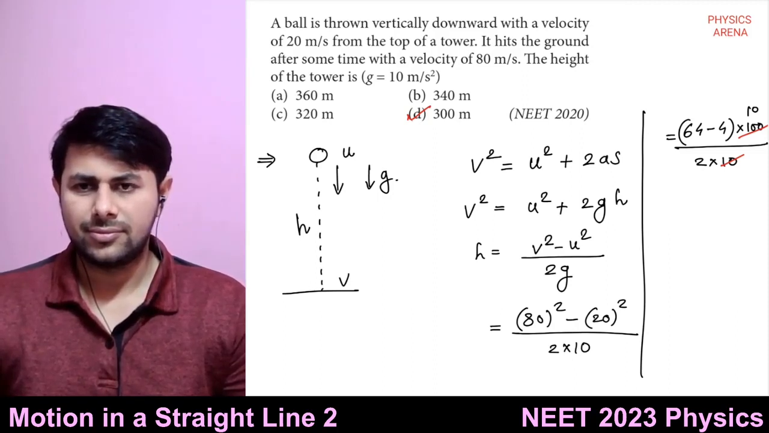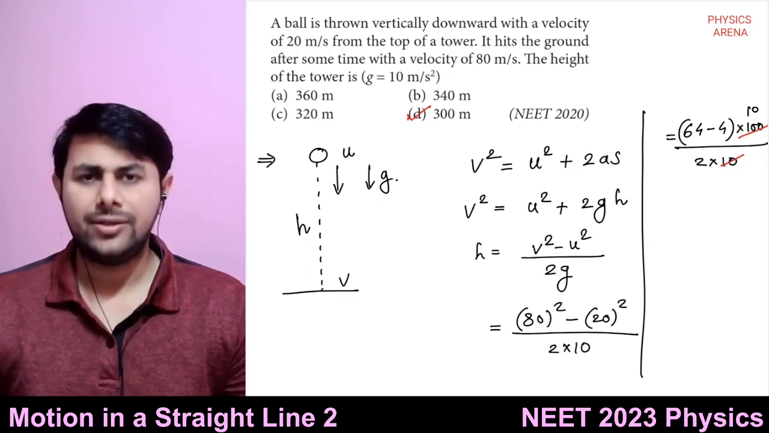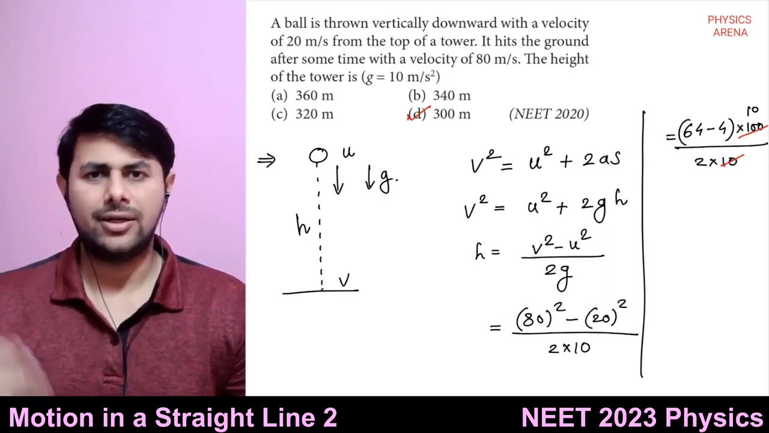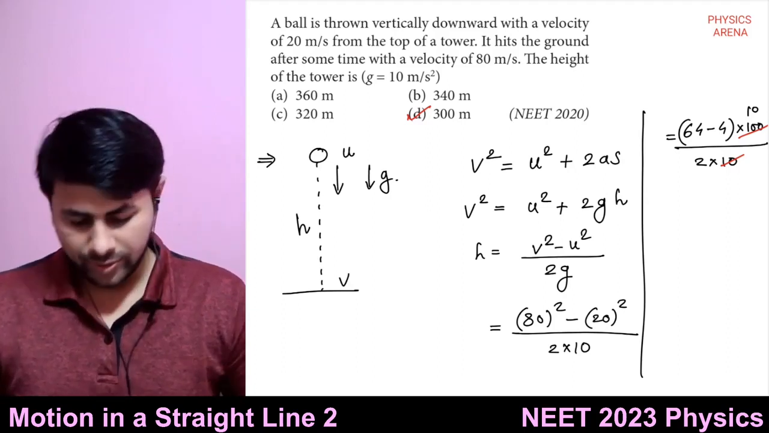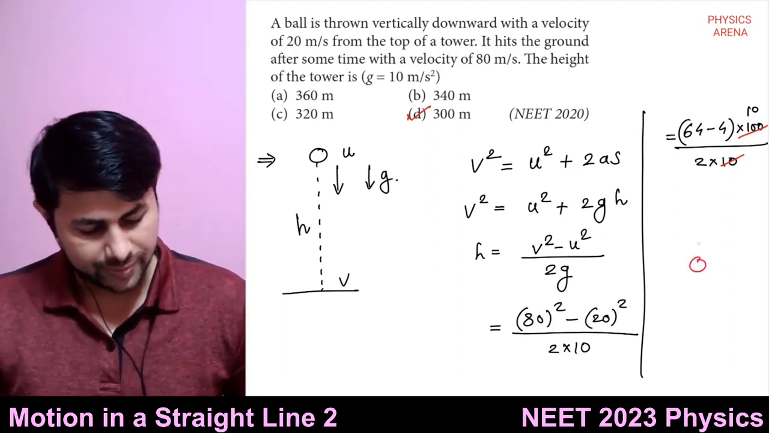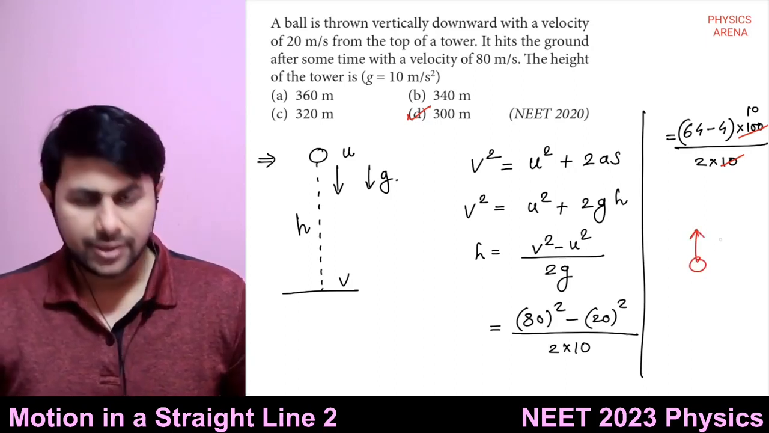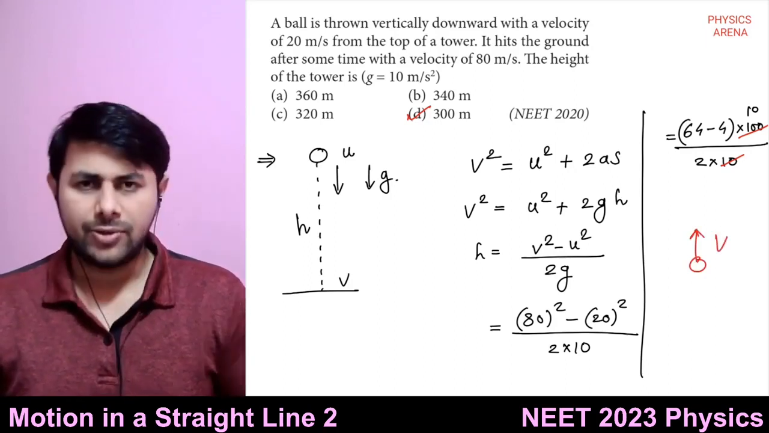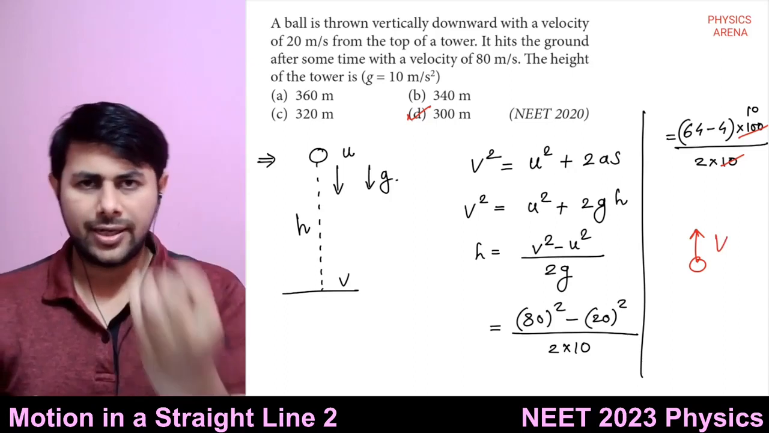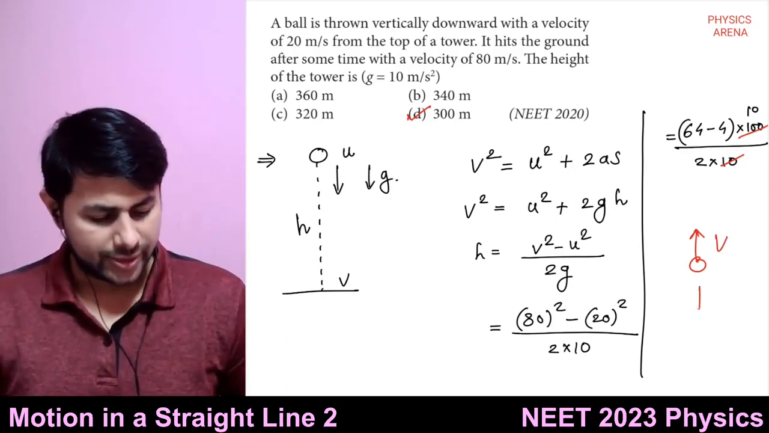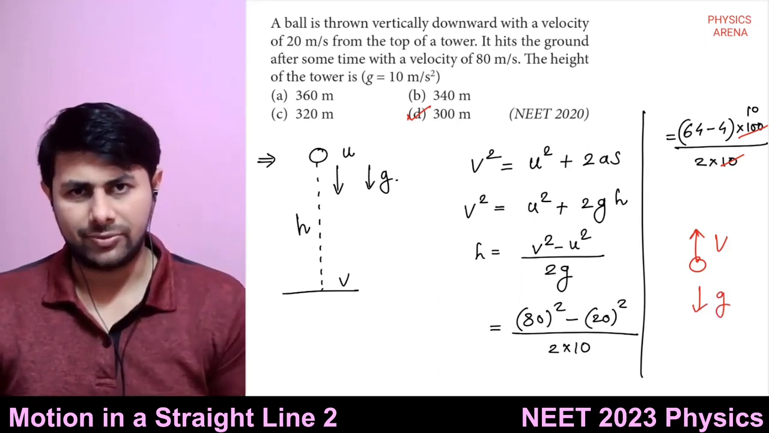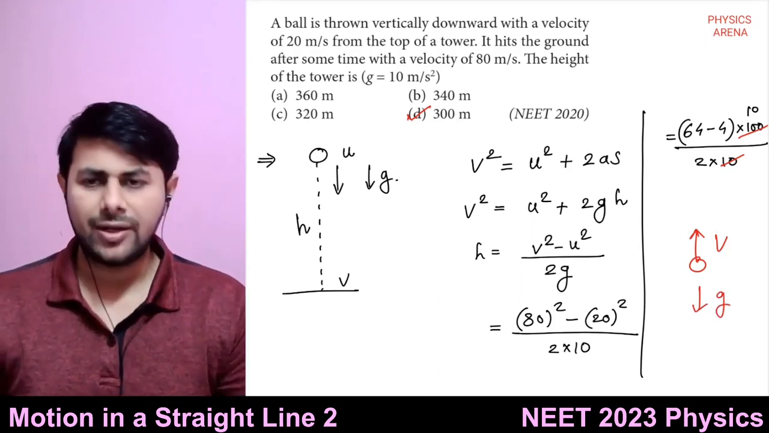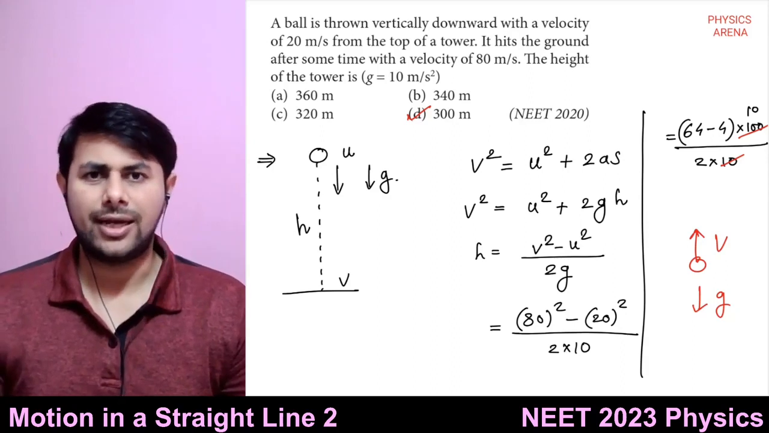Sir, and when do we take acceleration as negative, sir? When the velocity and acceleration are in opposite directions. So let's say you throw the ball vertically upwards, so velocity is upwards, the ball is moving upwards, and the acceleration is downwards, right? The earth is attracting that ball, so acceleration is downwards, velocity is upwards. So if you take velocity positive, acceleration would be negative.